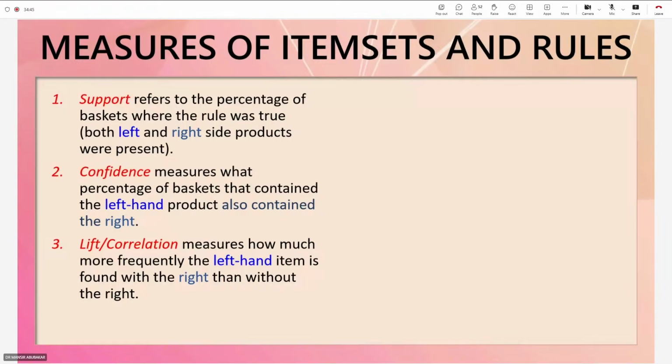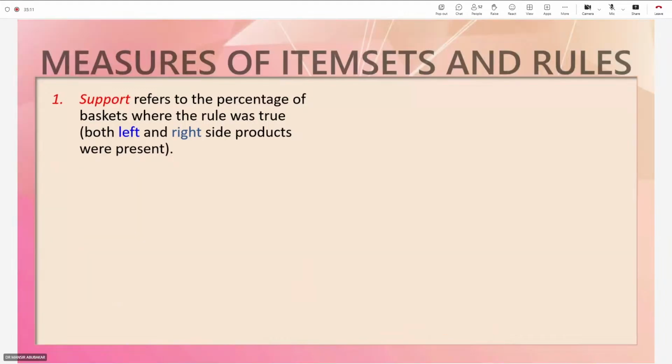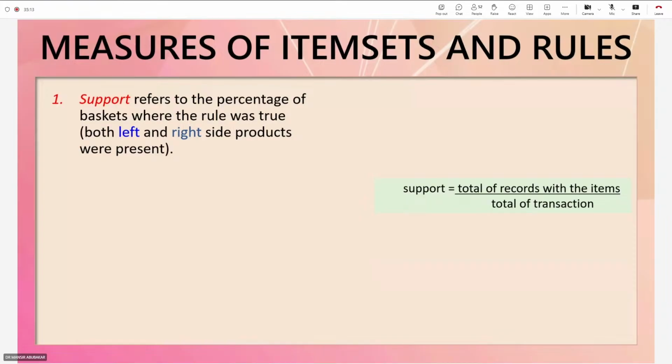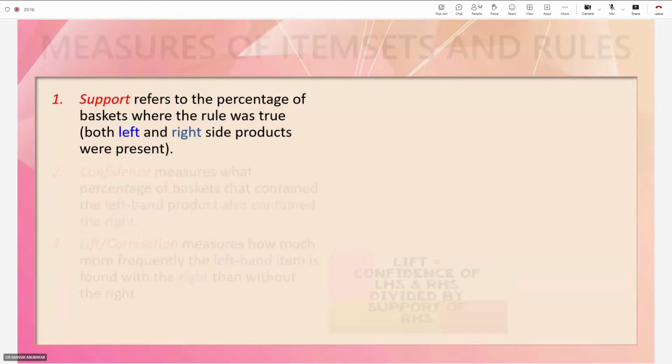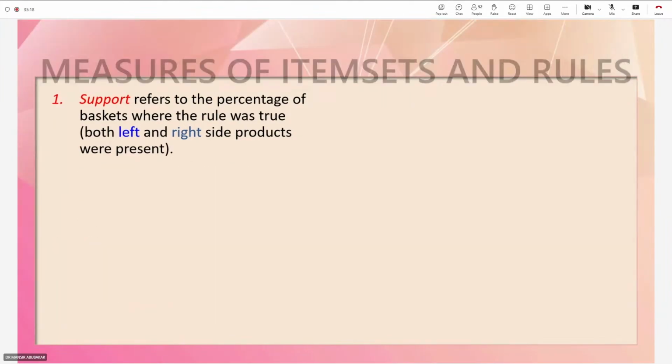So then finally, the lift, which is called the correlation, measures how much more frequent these items are. Based on the confidence, we try to see the frequent item on the left-hand side found with the right-hand side. So these are the three main measures of items and rules. The formula is going to be there. Let's move to the next slide.